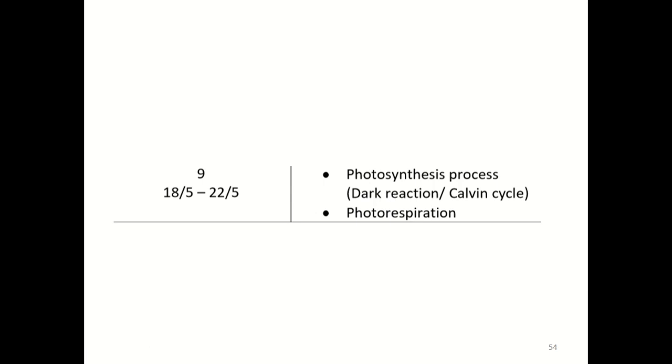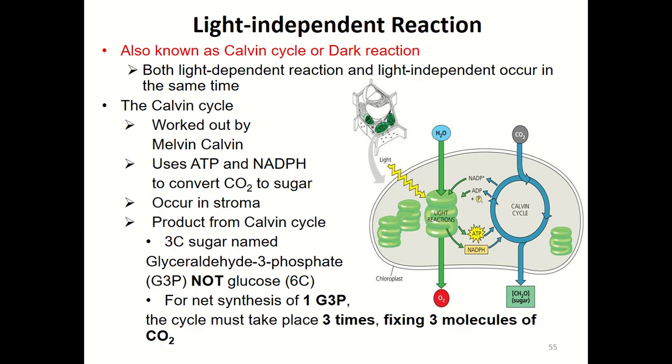Class, so today we will continue our lesson on chapter 3, photosynthesis. But this week we only focus on the second stage of photosynthesis, which is the dark reaction or Calvin cycle, and also we're going to look into the photorespiration process. So, the dark reactions or Calvin cycle, also known as light independent reaction.